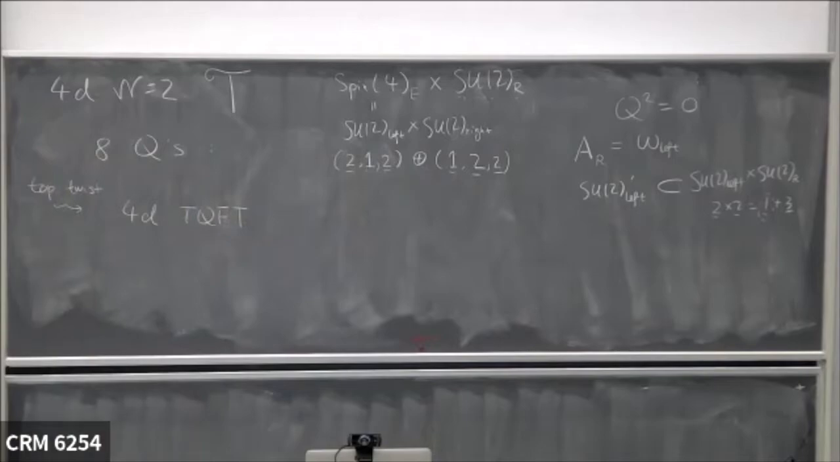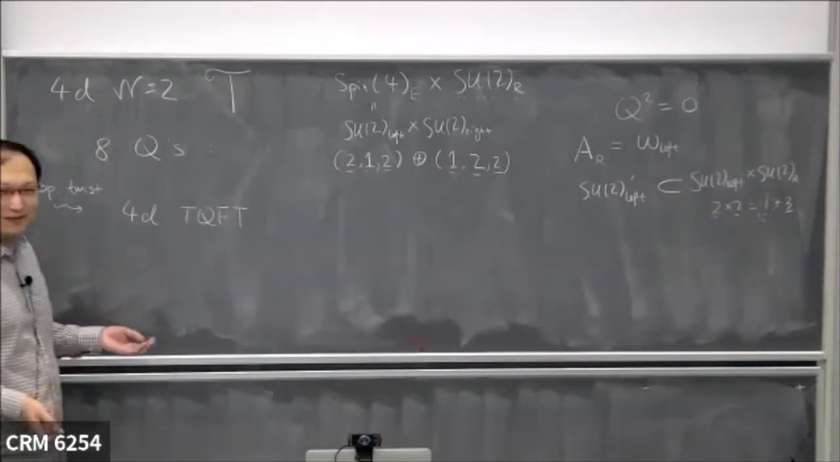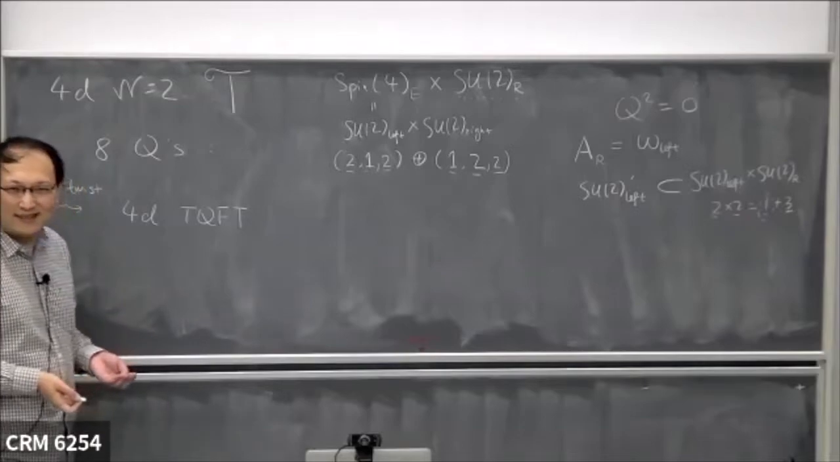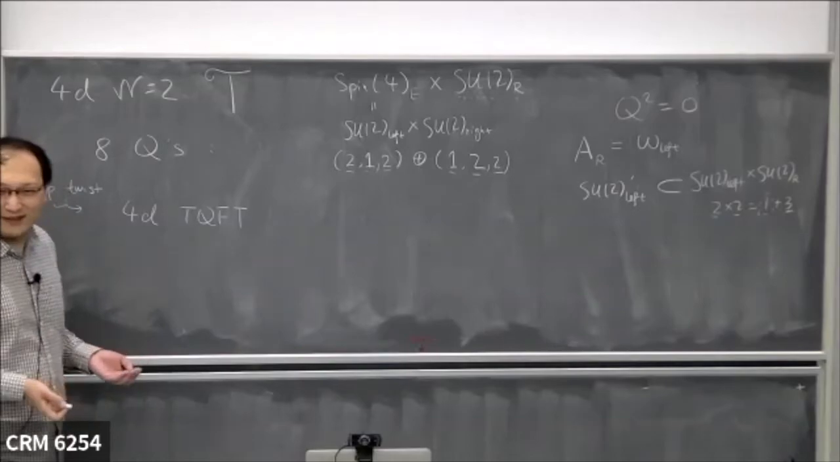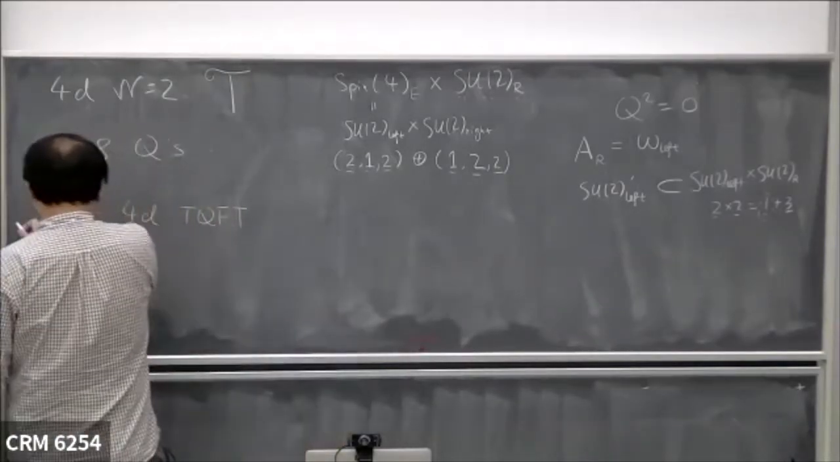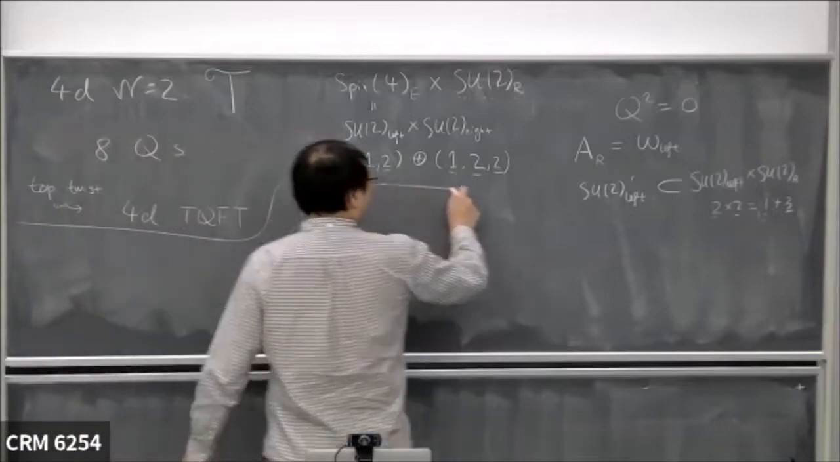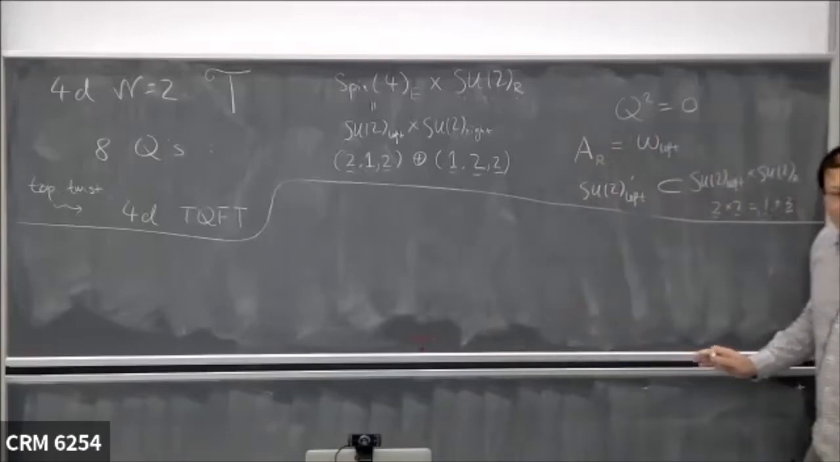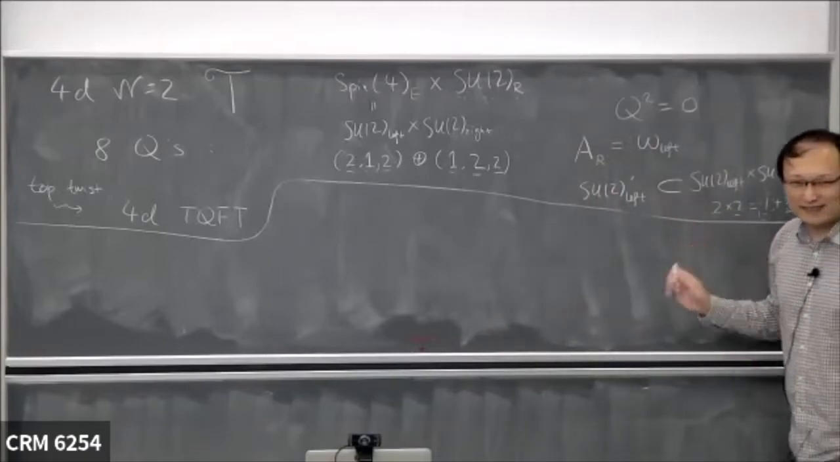But notice that this is not expected to be a 4D TQFT in the usual sense, in the sense of Atiyah's axioms, because we expect that potentially there are a lot of partition functions that are not well defined. And we will see more of this problem in a moment. But before that, are there any questions about this discussion?